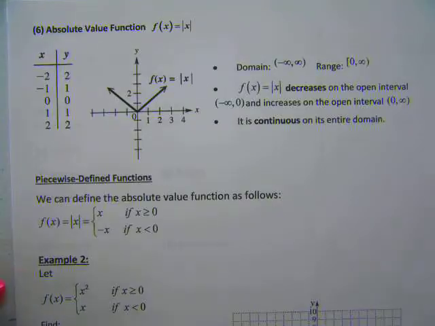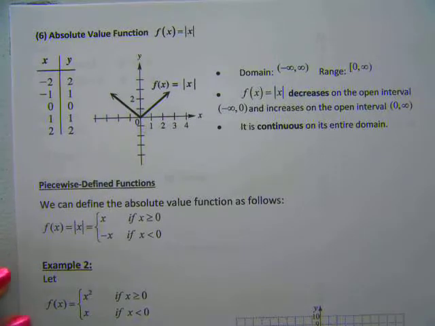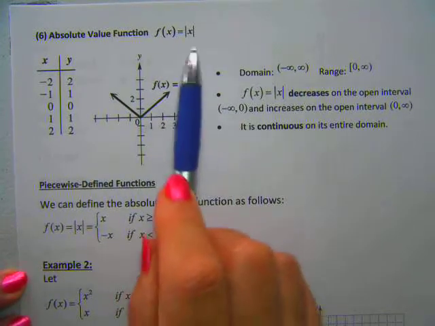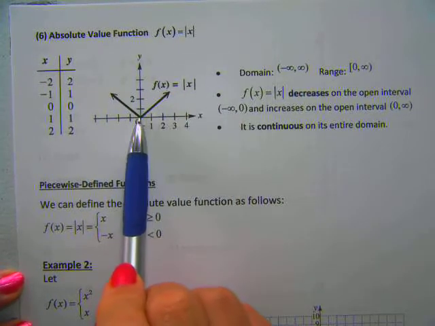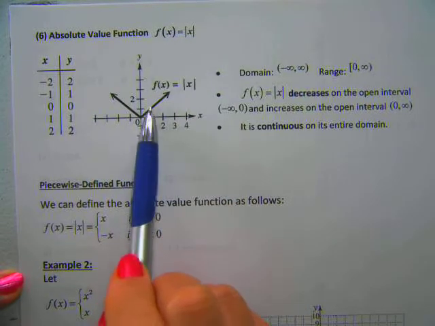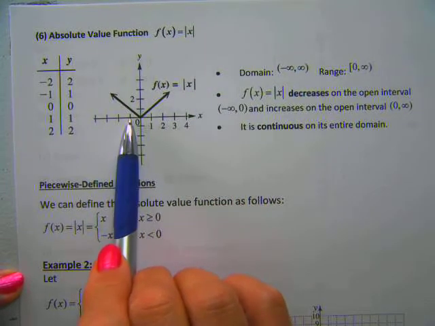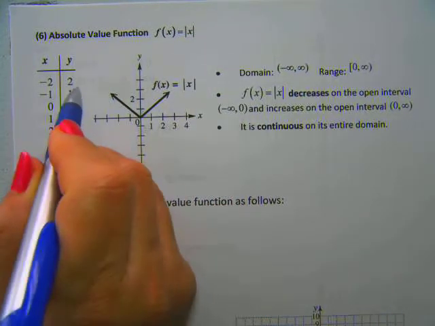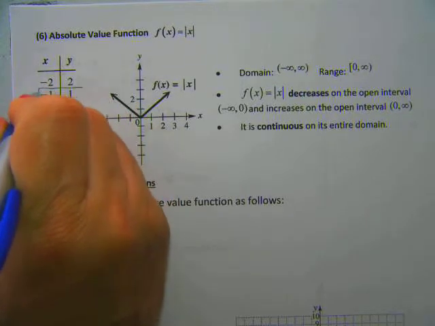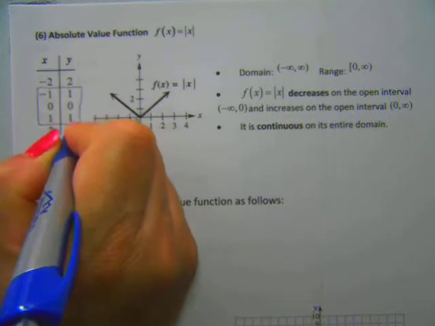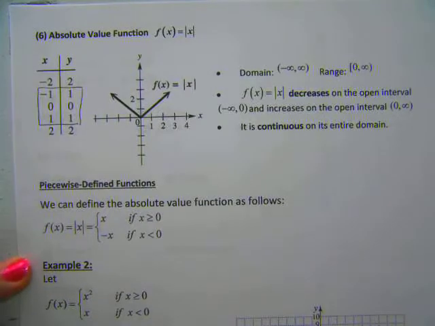Practice them if you need. The last one is the absolute value function. And the absolute value function, 0, 0, again, all of the points. When x is 1, y is 1. When x is negative 1, y is 1. So these are the 3 points. We don't need more than 3 points because it's linear on both sides.